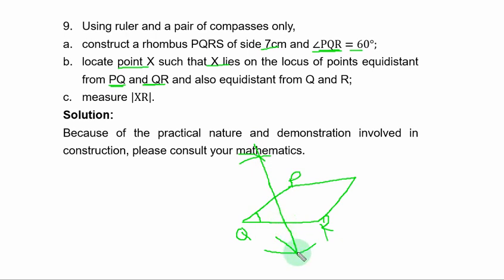Now also equidistant from Q and R. So from that point, you draw one arc here, then one here, you put it here, you draw another arc, then you join both together. It's like the bisector of the angle. So this point is S now, and you are asked to measure S R. This is the possible outcome if you do that construction.